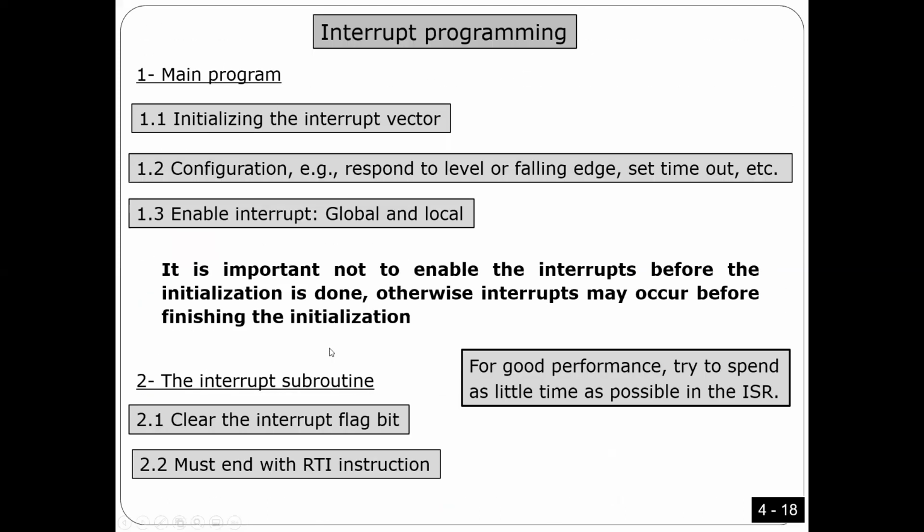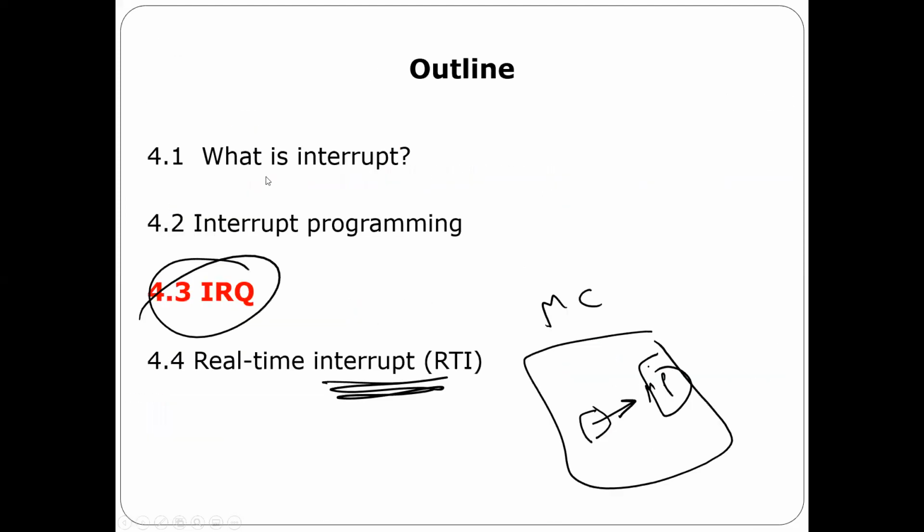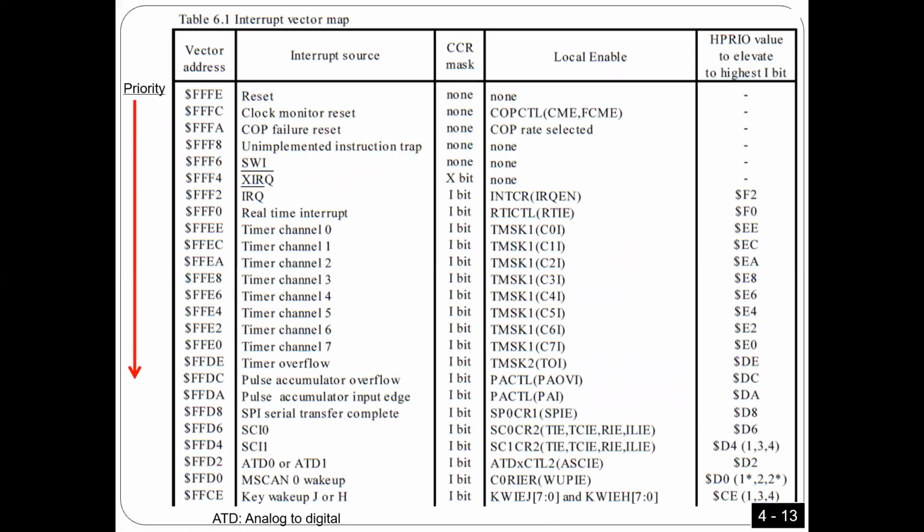Now I'm going to go back to this slide, as I told you I would always come back here to explain. This is in general. So I'm going to explain in detail how we do everything here for IRQ. Let's start here. Number one, you have to initialize the interrupt vector. How? ORG $FFF2. You have to use FFF2, because this is for IRQ. If you go to the table here, IRQ has to be this number.